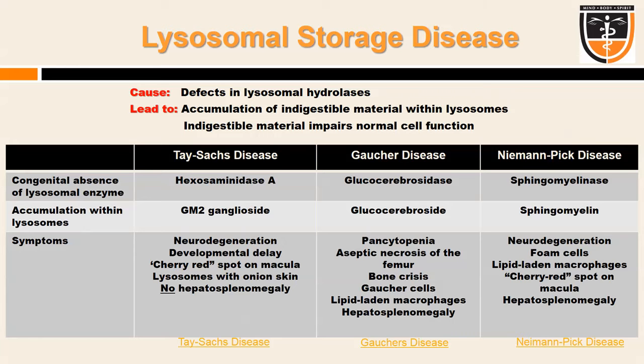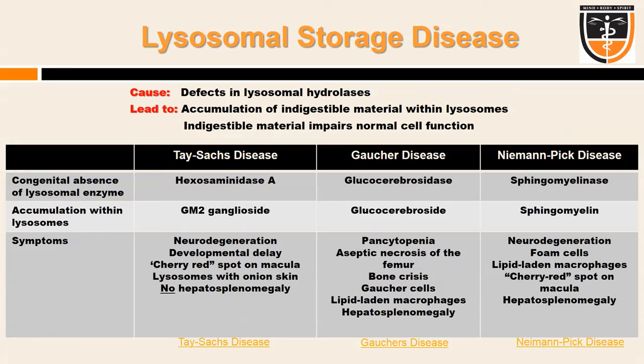The next is Gaucher disease, which lacks glucocerebrosidase. So these individuals will accumulate glucocerebrosides inside their cells. They will have pancytopenia, which means most of the cells in the blood will be decreased in number. They will not produce normal blood cells. They will have aseptic necrosis of the femur. Their femur will break easily. They have bone crisis. They will have Gaucher cells, which are macrophages full of undigested material, okay? And they will have hepatosplenomegaly. They will have an enlarged liver and spleen.